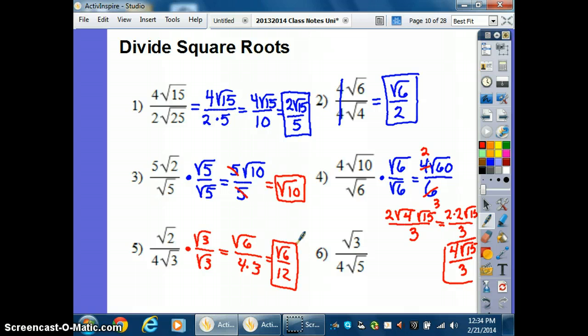And the last one. Square root of 5 over square root of 5. 3 and 5 gives me square root of 15. 4 and radical 5 times radical 5 is 5. So it's the square root of 15 over 20.